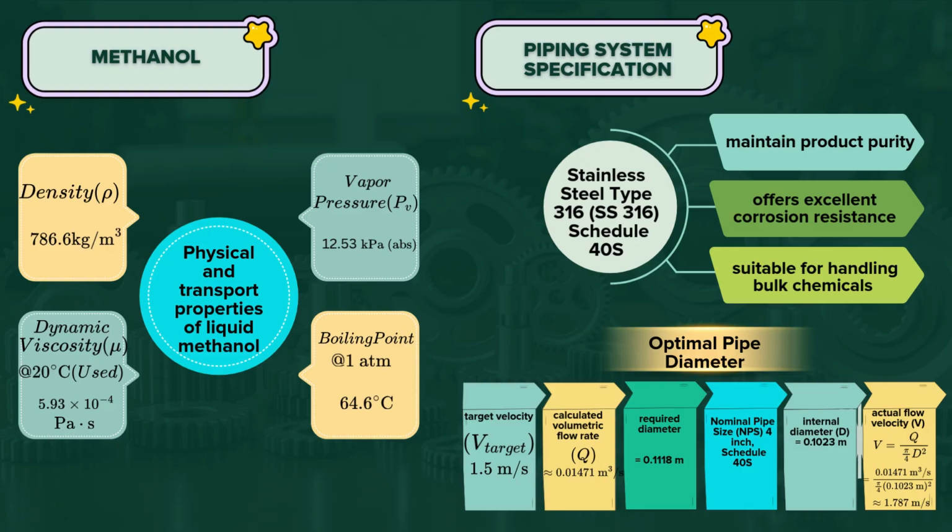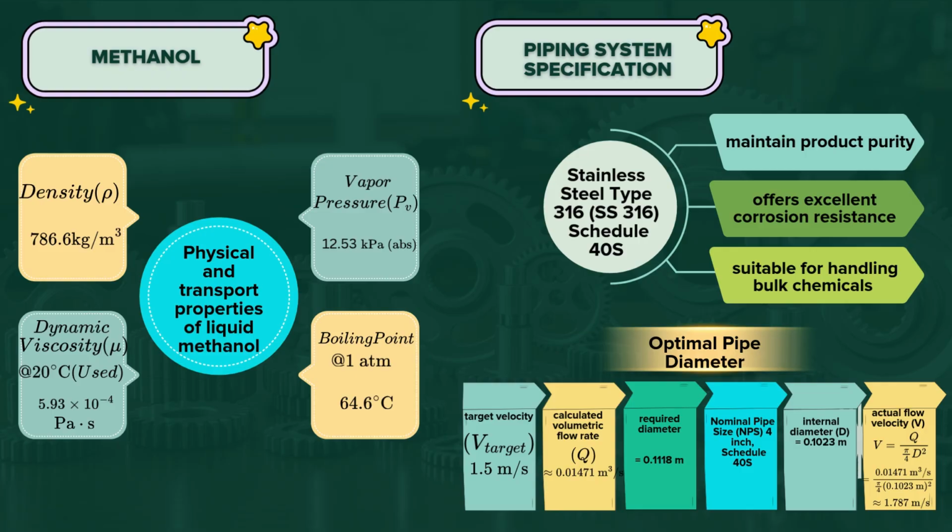Based on the calculated volumetric flow rate, Q equals 0.01471 m³/s, the required internal cross-sectional area and corresponding diameter were calculated, yielding a required diameter of approximately 0.1118 m. Consulting standard pipe tables, the nearest common size is chosen. Selected pipe specification: nominal pipe size 4 inch, Schedule 40S. The internal diameter for NPS4 SCH40S pipe is 0.1023 m.